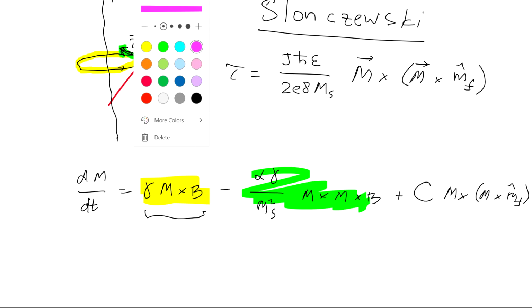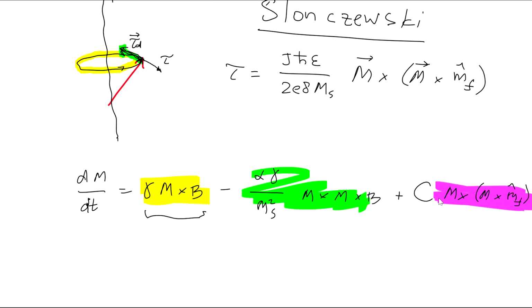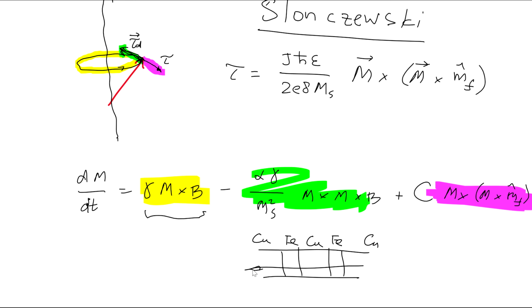And finally, this term here is responsible for magnetization knocking off equilibrium. So what it would mean here is that if you drive current through this interface of ferromagnet, let me draw it again. So we have iron, iron, spacer copper, copper, copper. If you drive current through it this way, electrons are flowing that way.